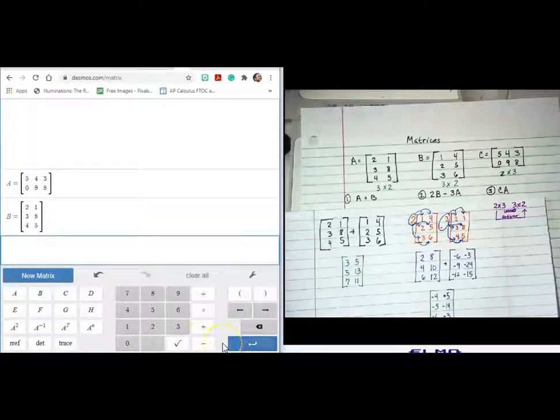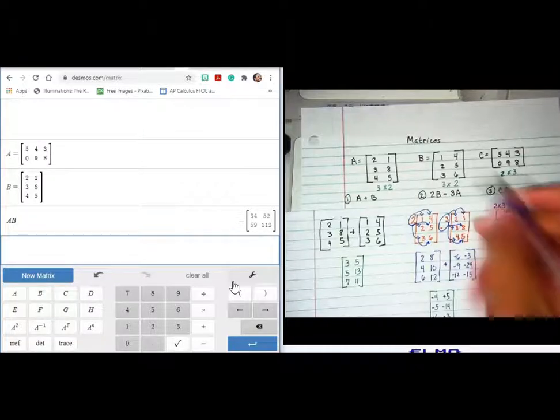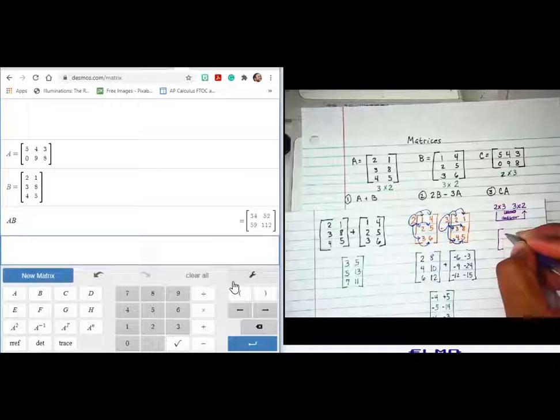And so here we're going to multiply those. So A times B. And it does give us a 2 by 2 like it said. Like we found out right here, it said the 2 by 2. So we did that right. So here our final answer would be 34, 52, 59, 112.